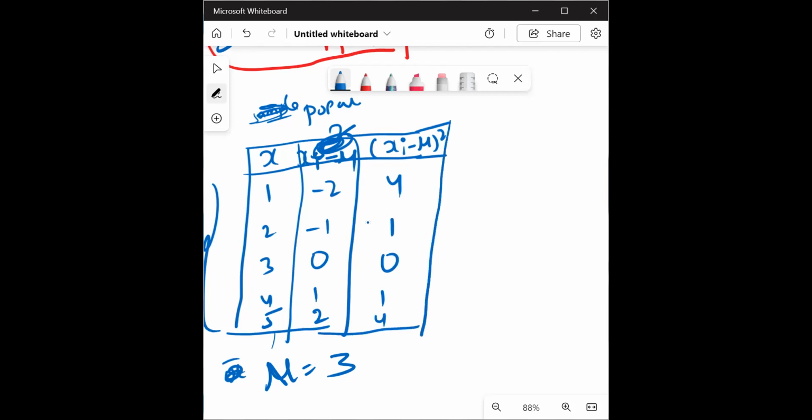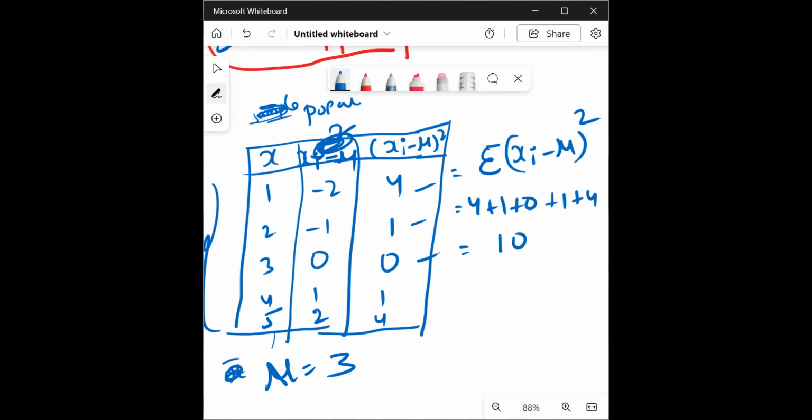After that, I would like to go for calculating the sum of xi minus mean whole square, right? So what is the value of this one? So 4 plus 1 plus 0 plus 1 plus 4. How much? 4 plus 4, 8. 8 plus 2, 10, right? Guys, are you getting my voice or not? So 10, right?